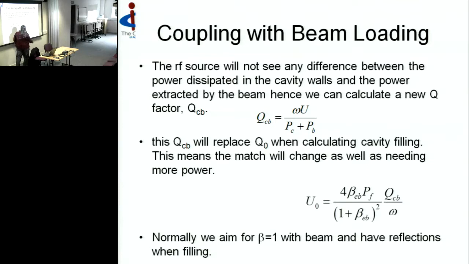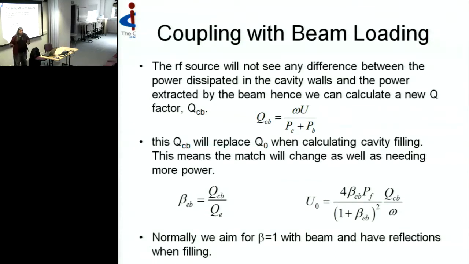But now you have beta EB, where, if I'm doing this, I think it should appear. Here we go. Beta EB is QCB over QE. So QCB is the ohmic plus the beam losses, QE is the external losses, and we get a new steady state equation. But you can see now, we want to be at beta EB equals 1, but beta EB equals 1 isn't the same as beta E equals 1 unless the beam losses are very small. If the beam losses are very small, it's the same.